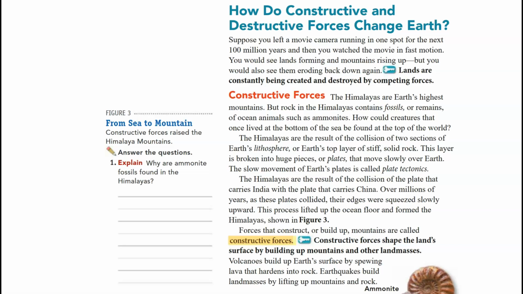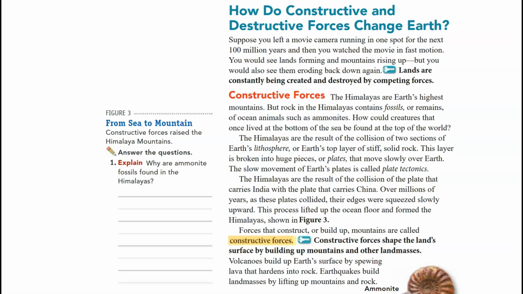The Himalayas are the result of the collision of the plate that carries India with the plate that carries China. Over millions of years, as these plates collided, their edges were squeezed slowly upward. This process lifted up the ocean floor and formed the Himalayas, shown in Figure 3.